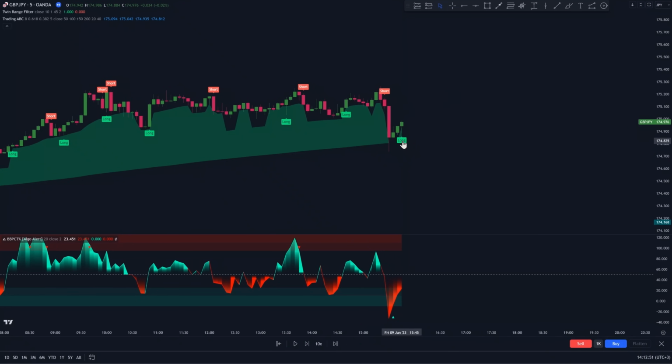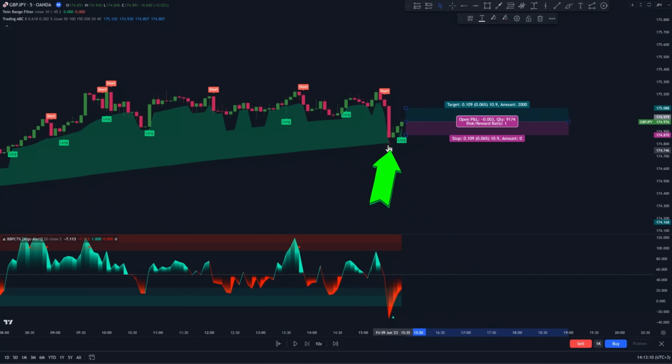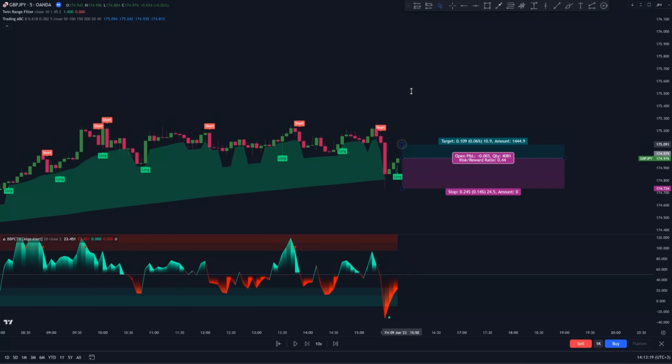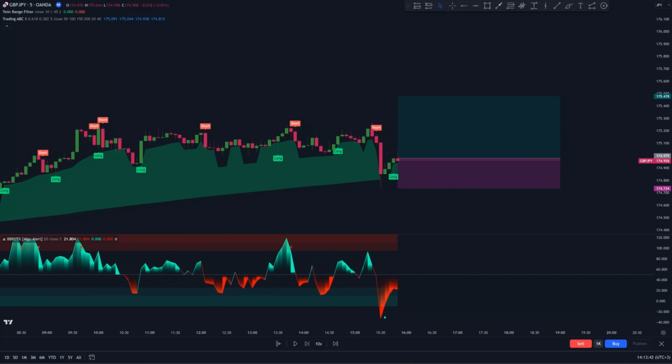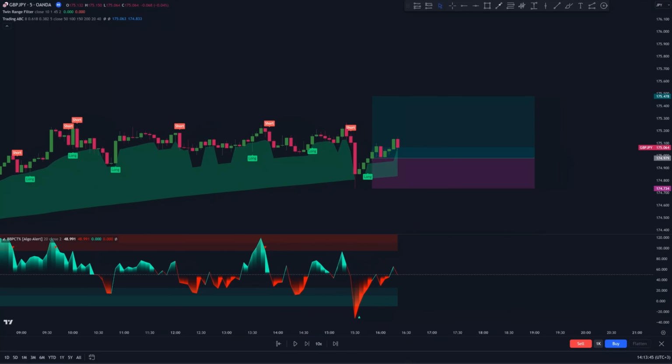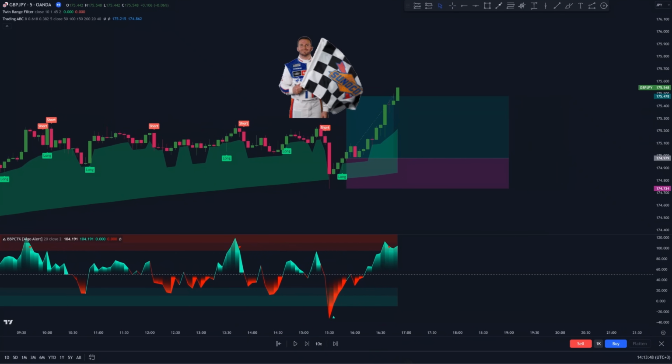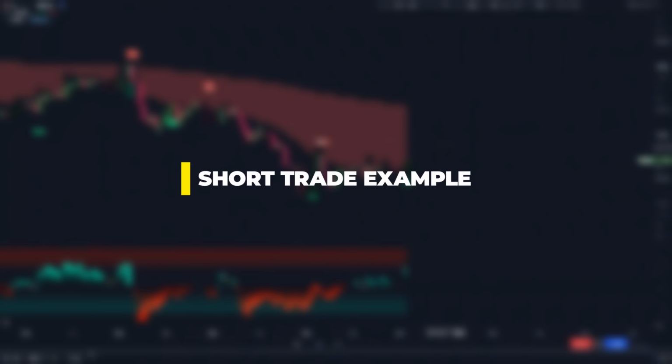All our entry conditions are met on this candle, so we're going to enter a long trade here. The stop loss is going to be set below the most recent swing low. And for the take profit, we're going to set it at 2 times the risk. We let this trade run and take profit.